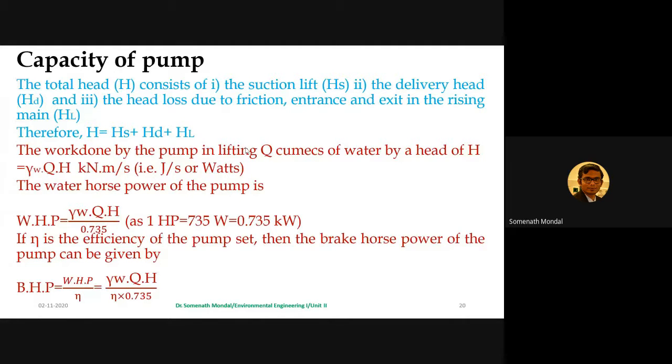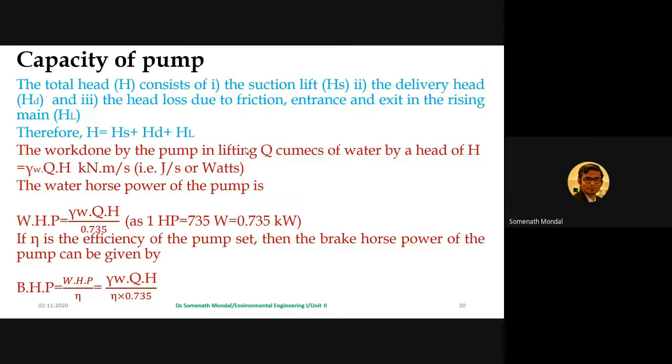Now, the work done by the pump for lifting cubic meter per second of water discharge by a head of H, we can say is gamma W into Q into capital H, that is kilonewton meter per second or joule per second or watt. That is the unit for that. So the water horsepower of the pump can be calculated from there.